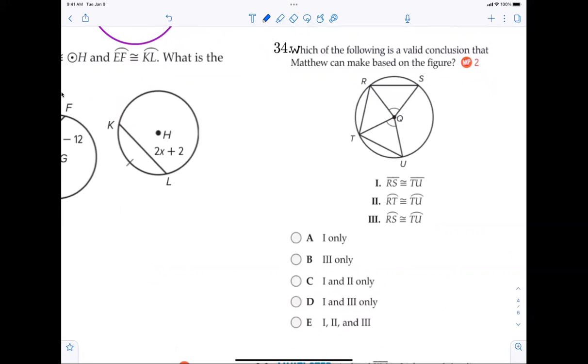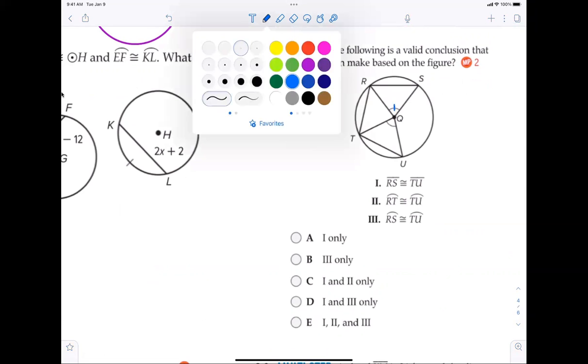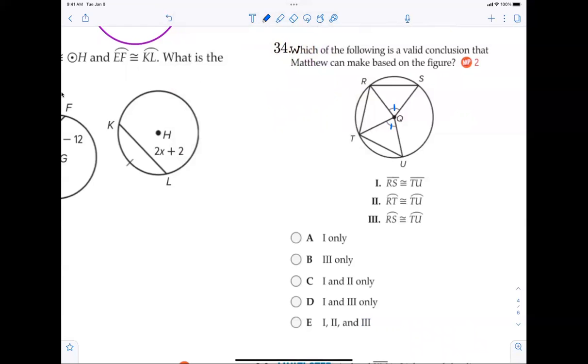So which of the following is a valid conclusion that can be made based on the figure? All right, so right off the bat, I'm noticing that this angle is congruent to this angle right here, correct? So that would make this arc congruent to this arc because they're both central angles. And then I can say for sure that this chord is equal to this chord. You agree with that? So now RS is congruent to TU, I believe that. Arc RT is congruent to arc TU, I believe that.